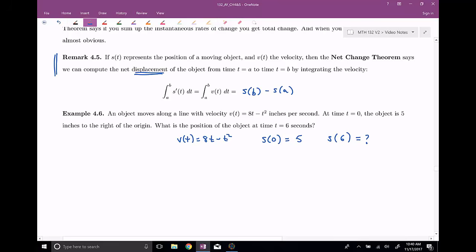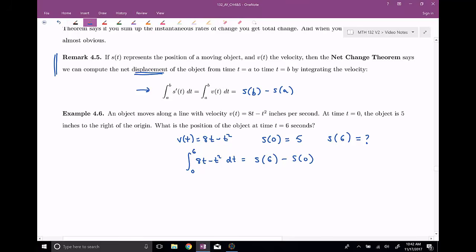Okay, so we're going to use exactly what we have up here. So I'm going to go ahead and integrate velocity, 8t minus t squared dt. And this should be equal to my ending point, S of 6, minus my starting point, S of 0. Now, I forgot to write my limits of integration. What should those be? Well, it should be the same a and b that we have here. So we should start at 0 and we should end at 6. Remember, this is telling me how much did I move.